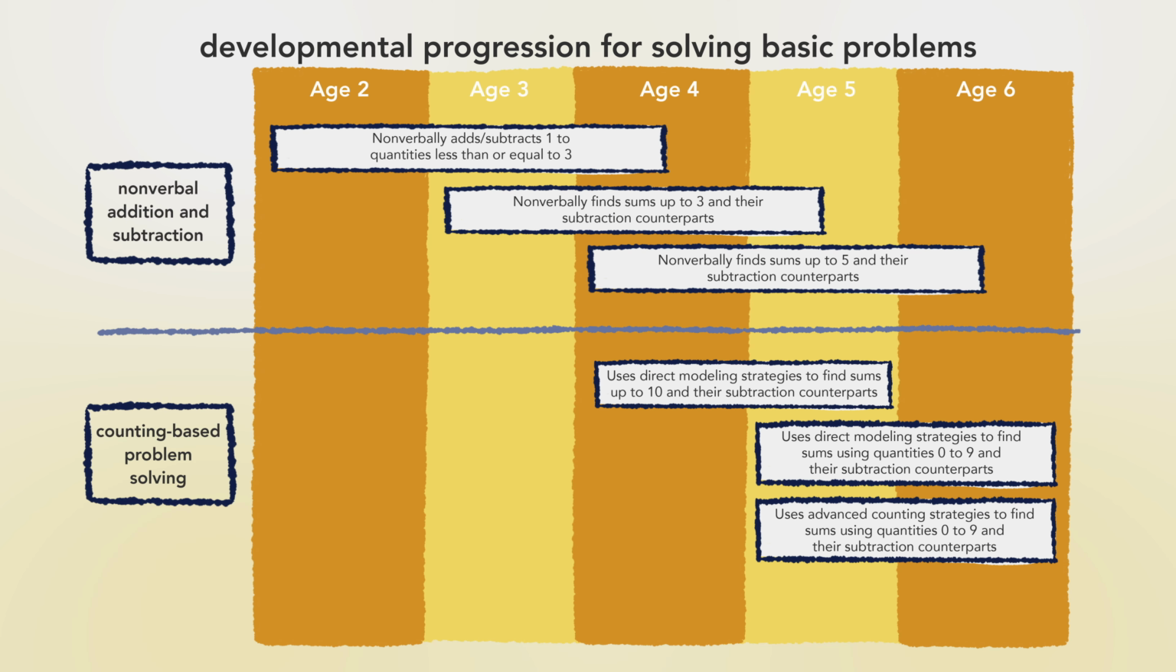Looking at the developmental progression for solving basic problems can help us understand the ages to expect some of these different strategies to appear. It can also provide information about the set sizes to use. Direct modeling strategies such as counting all are generally in place for amounts up to 10 around the ages of 4 or 5. Children are likely to continue to need to model all the parts of each addition and subtraction problem until the age of 5 or 6. At that point, they may be able to start using more advanced counting strategies.